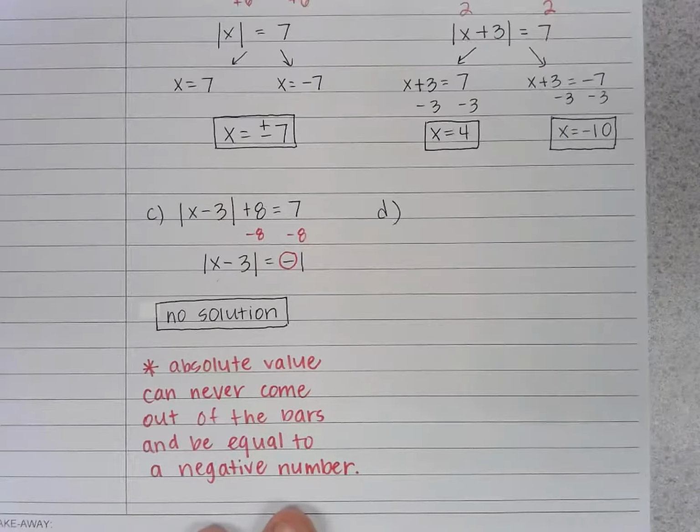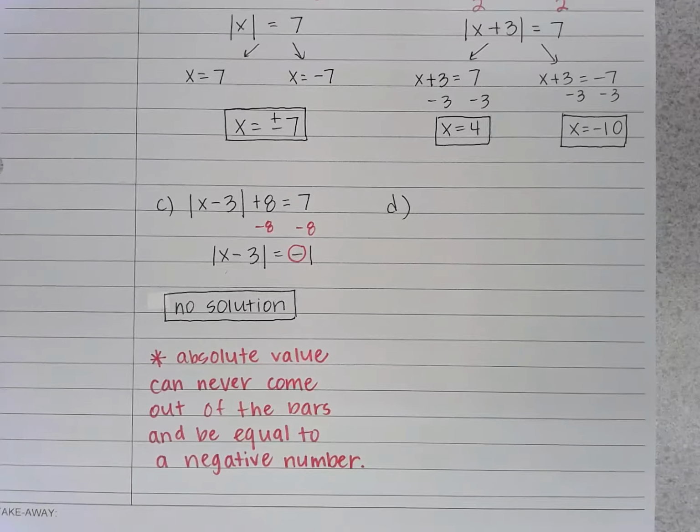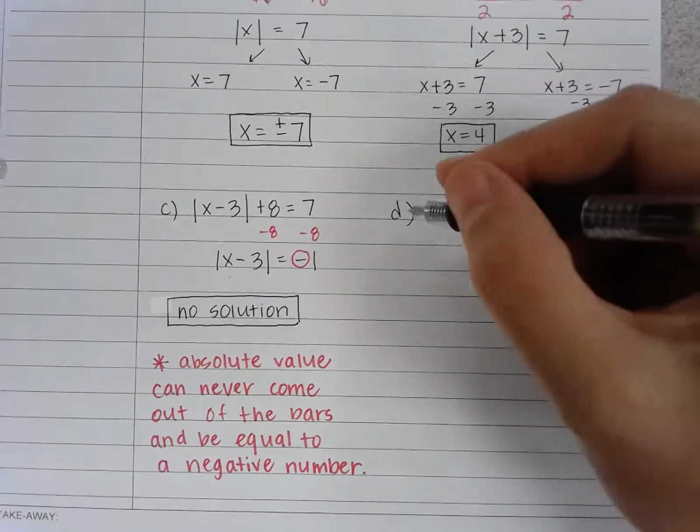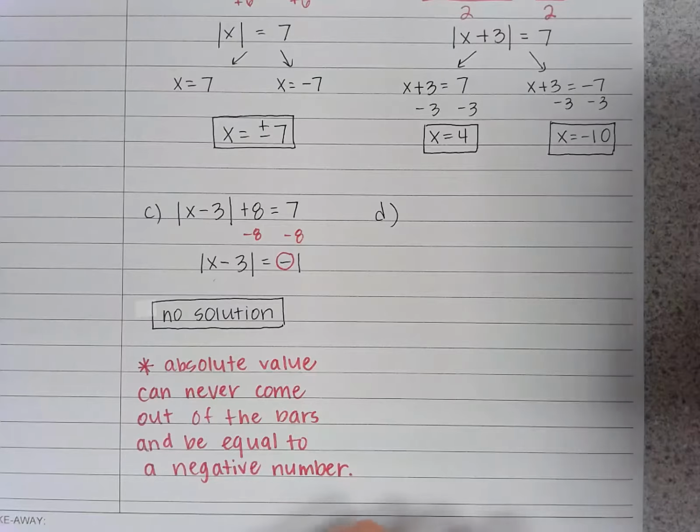Absolute value can never come out of the bars and be equal to a negative number. And so this is how I know on this question that it's going to have no solution. All right. So question D is going to be the last example that we do in the notes for today.